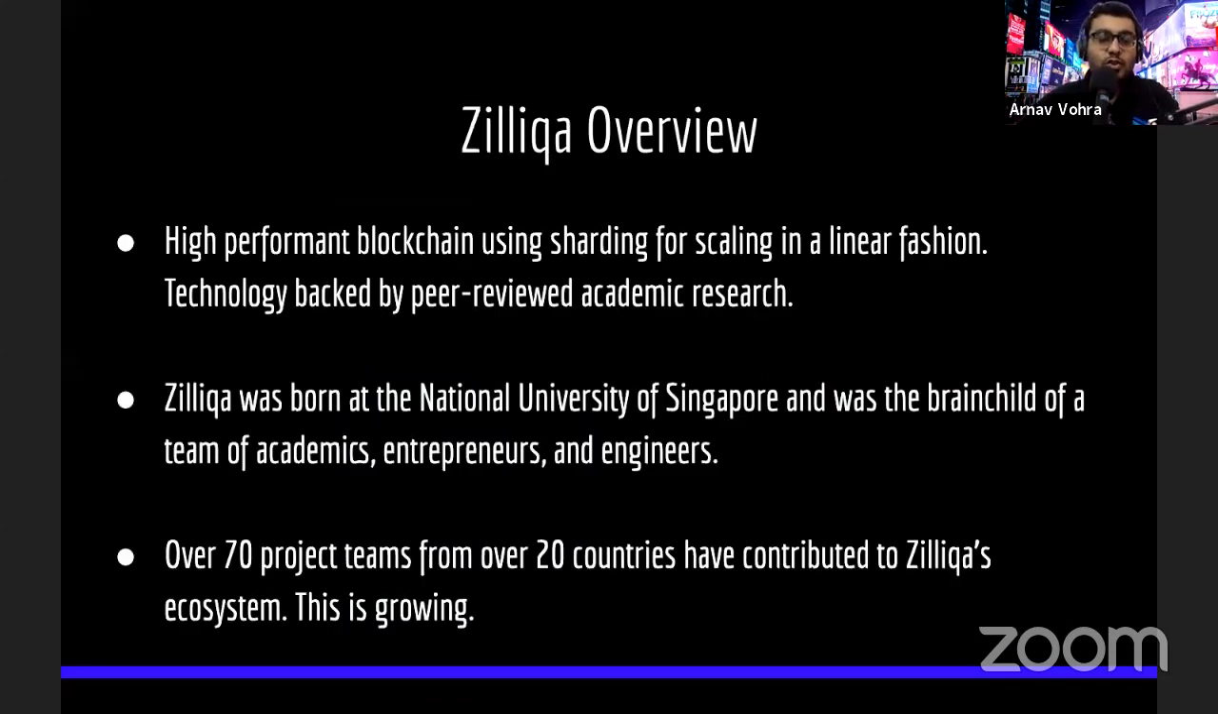This is just an overview of Zilliqa for people who missed Amrit's session. Amrit extensively talked about what we are doing, what our roadmap is, and how we got started. But essentially, Zilliqa is a high-performance blockchain that uses sharding to scale linearly, which means that as the number of nodes in the network increases, the scalability actually increases. It was a brainchild of many people from NUS and a couple of other academics, entrepreneurs, and engineers. And we have over 70 project teams from over 20 countries currently building on top of Zilliqa.